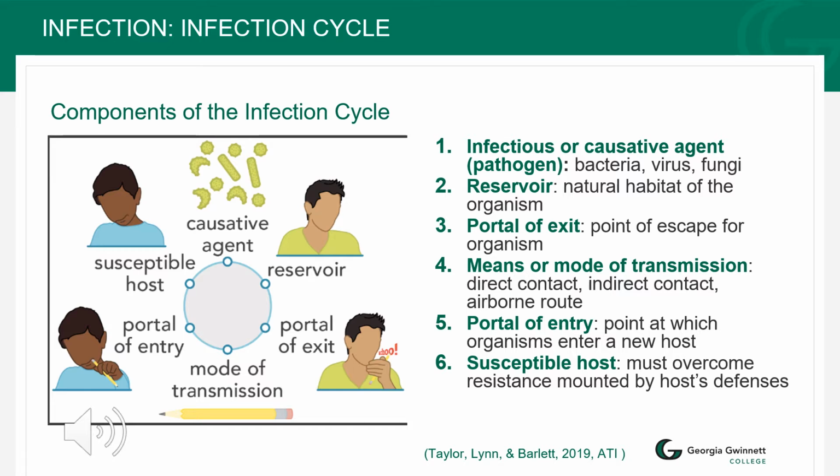The second component of this cycle is a reservoir, and basically that's where the organism lives. The third step or component is the portal of exit. Somehow that organism needs to escape the reservoir. Like, for example, a sneeze is the portal of exit in a respiratory type infection. Number 4 is the means or mode of transmission. An example of that would be airborne.